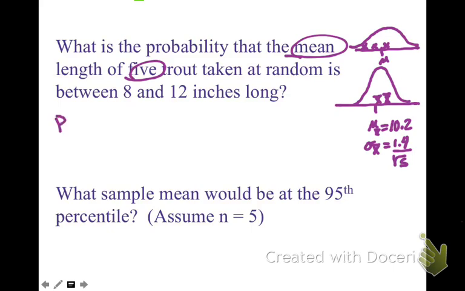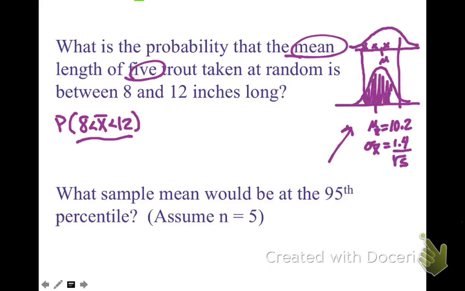Now in this problem, we want to know the probability that an average of 5 trout, so an x bar, is between 8 and 12 inches. Let's take a look at these curves. Am I going to have a higher or lower probability of being between 8 and 12? If you think about it, I'm looking for values that are closer to the center. Remember, as my standard deviation goes down, more of my values are closer to the center of a curve, so I should get an area that's much larger.